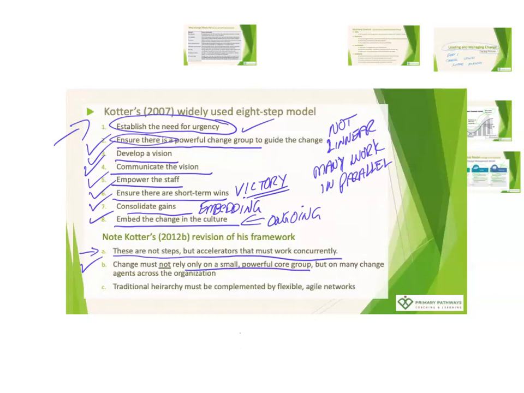And finally, the third revision, he comments that traditional hierarchy must be complemented by flexible agile networks. And what this means is, for many, in fact, most of the change efforts, it doesn't mean we have to tear down whatever the hierarchy is.